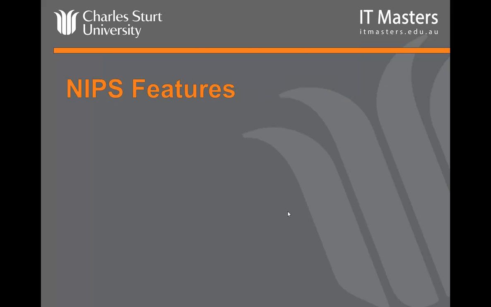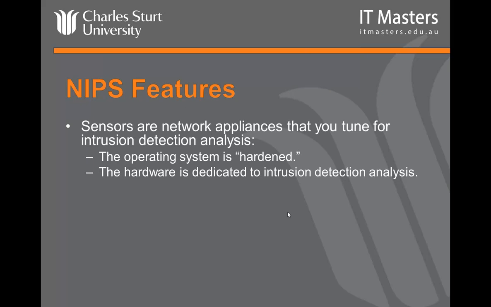NIPS features. Okay, so NIPS, again, network IPS, as we've said, involves deploying monitoring devices or sensors throughout your network. They detect that initial malicious traffic and unauthorized activity in real time and take action if it's required. They're deployed at designated network points, which again is determined by your particular design.